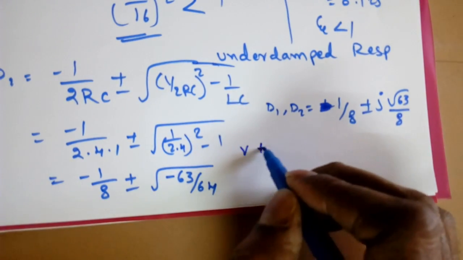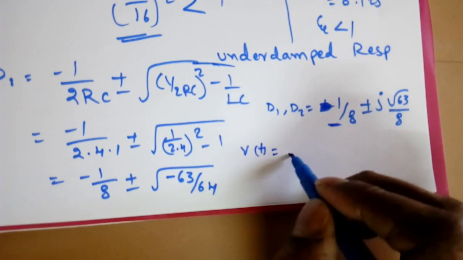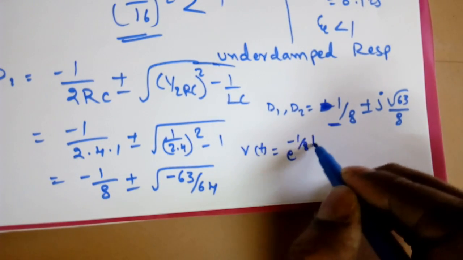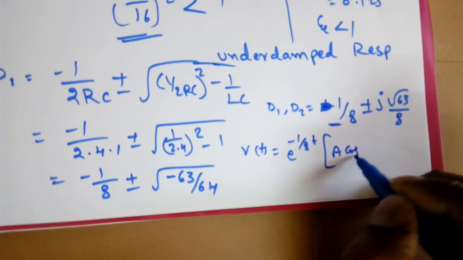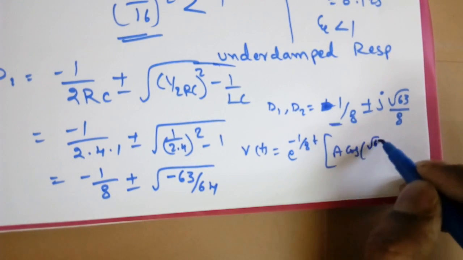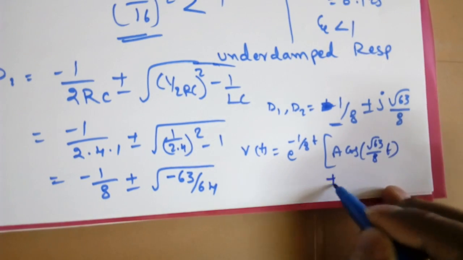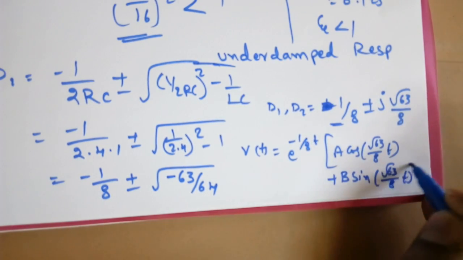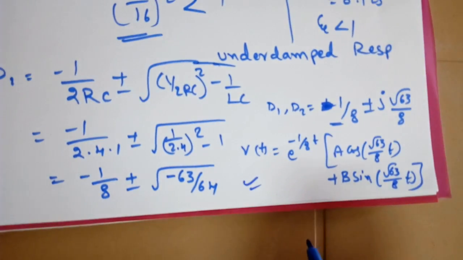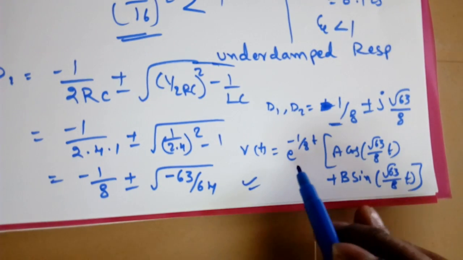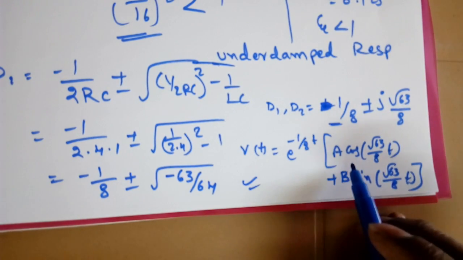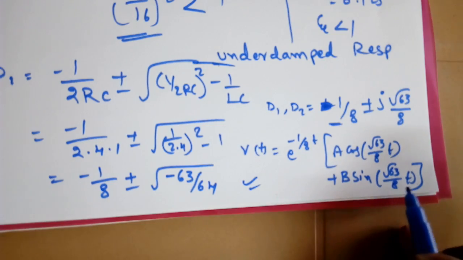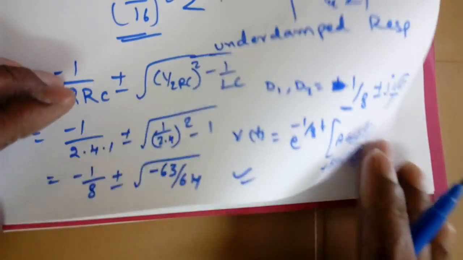So how to write the response? This is the real part. So e power minus alpha t, that is minus 1 by 8 t, into a cos beta t, that is root 63 by 8 t, plus b sin root 63 by 8 t. So this is how to write the underdamped response. It is always e power minus alpha t into a cos beta t plus b sin beta t, right? So this is about the RLC networks when we apply DC excitation.